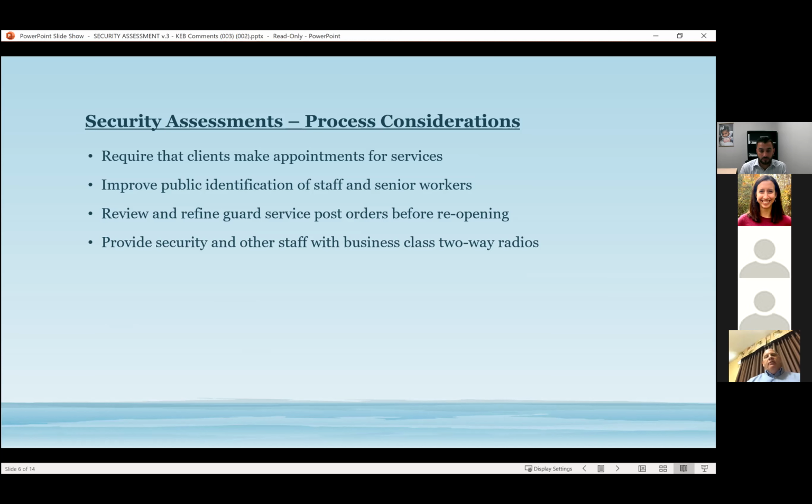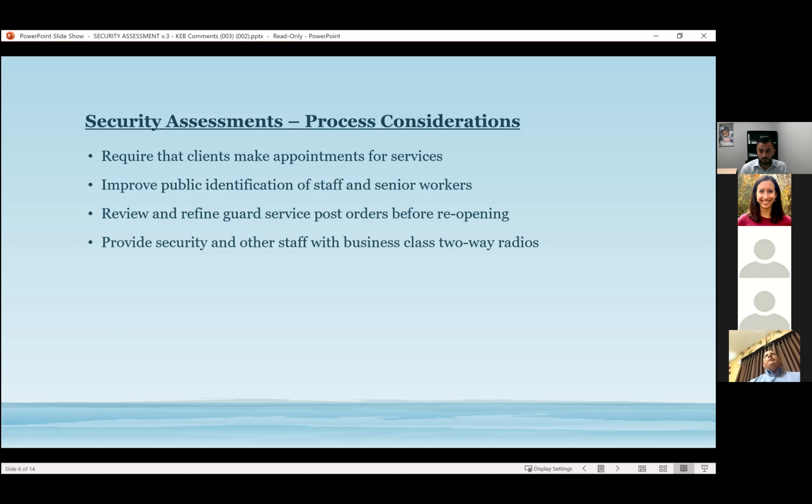One of the other things I'd like to do, and I noticed this as I was walking around facilities with and without the state, I'd like to be able to publicly identify our staff that is our staff. So if you're a paid employee from one of the organizations, they should have name tags. They should be readily identified, but also our senior workers and or volunteers, but our senior workers.